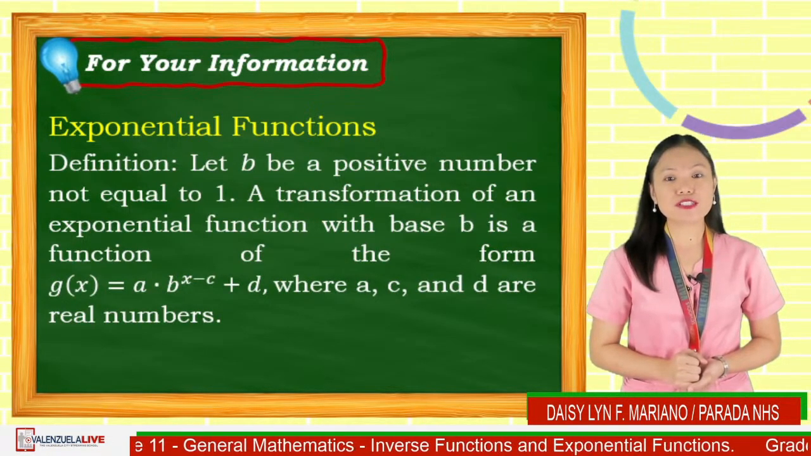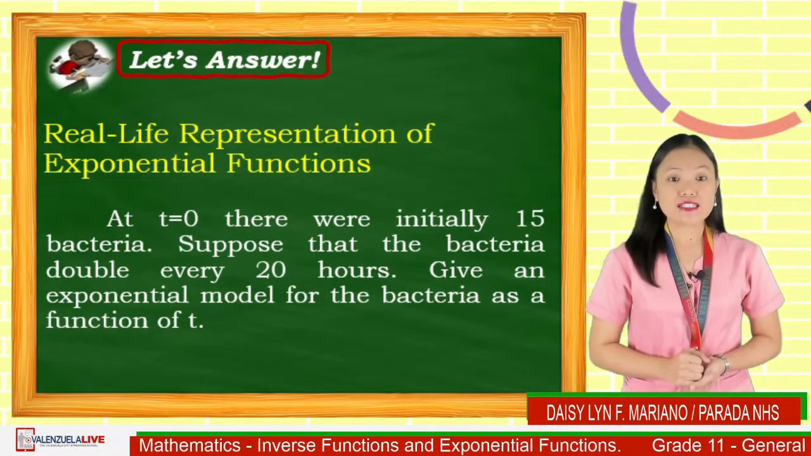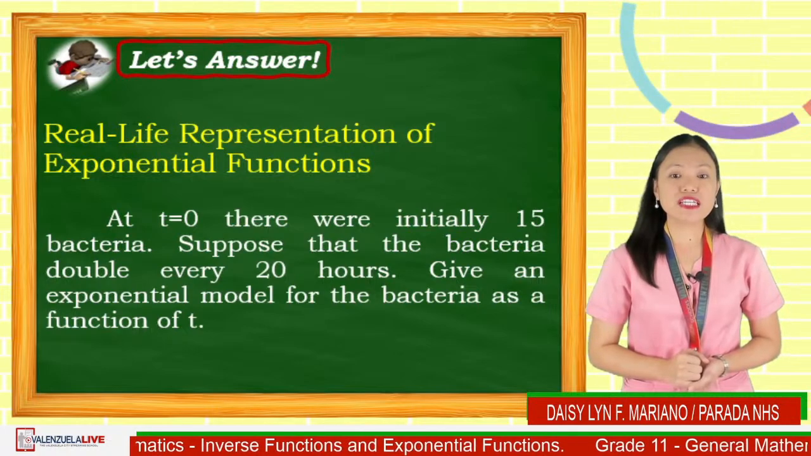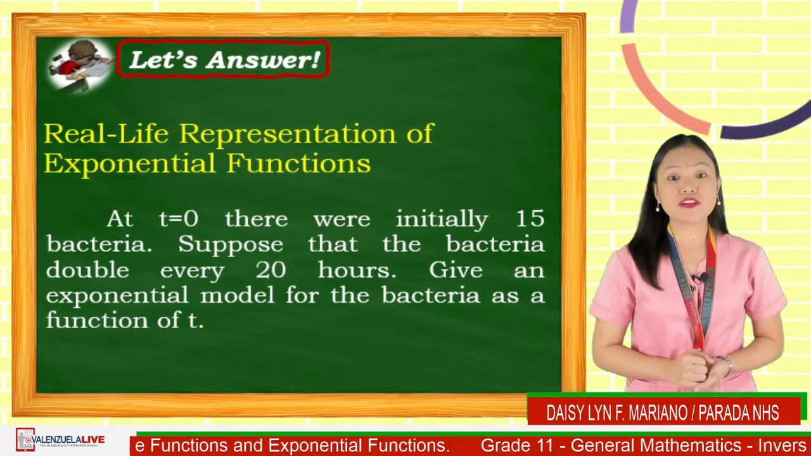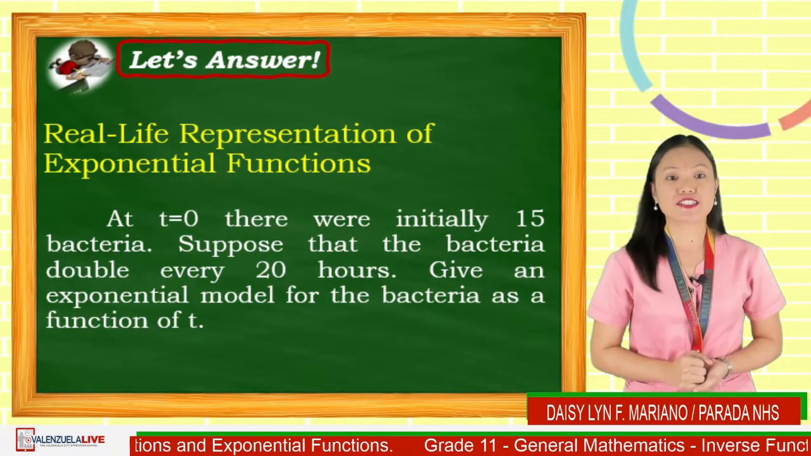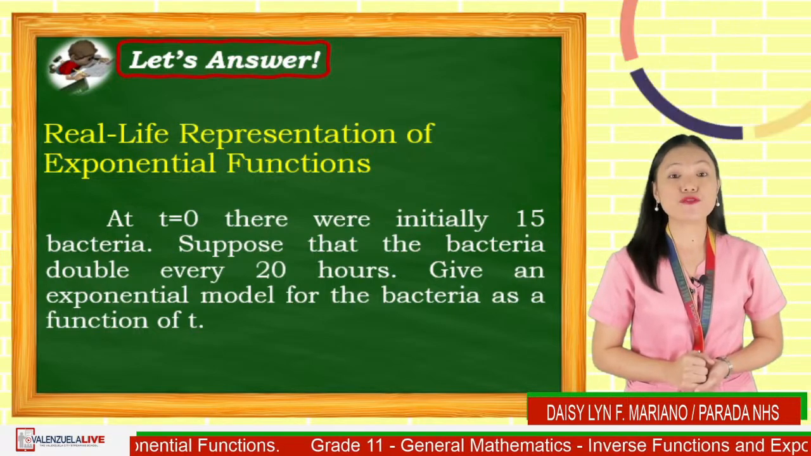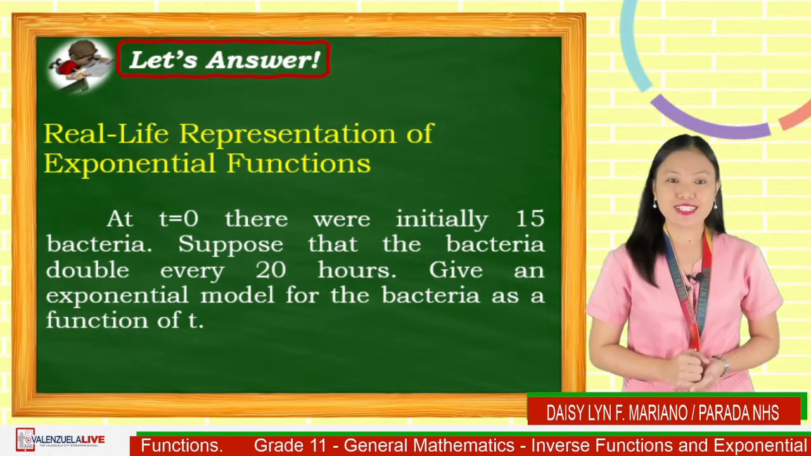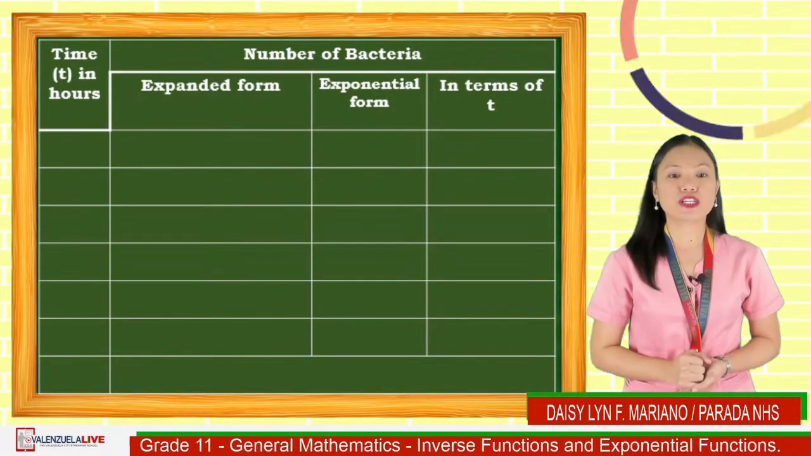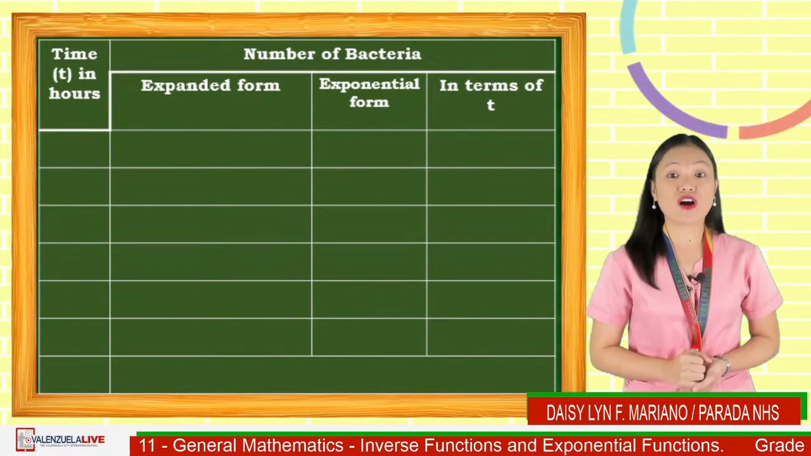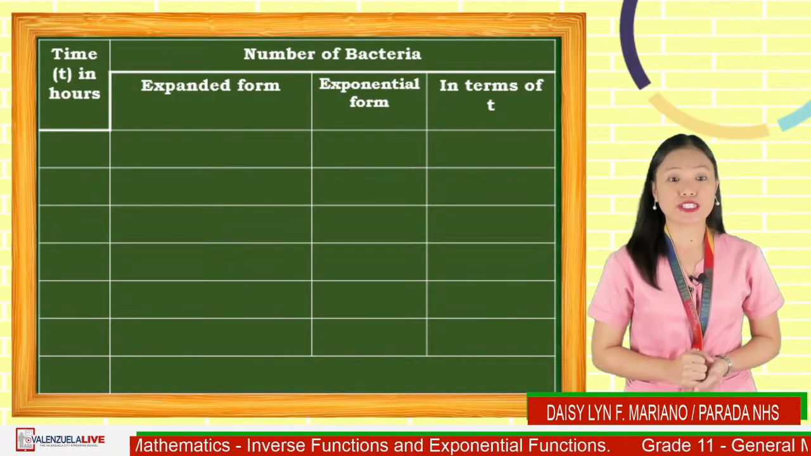Let us have examples to illustrate this in real life. At t is equal to 0, there were initially 15 bacteria. Suppose that the bacteria double every 20 hours. Give an exponential model for the bacteria as a function of t. Let us construct a table for the given problem, where time denoted by t in hours and number of bacteria reflected as title for our table.